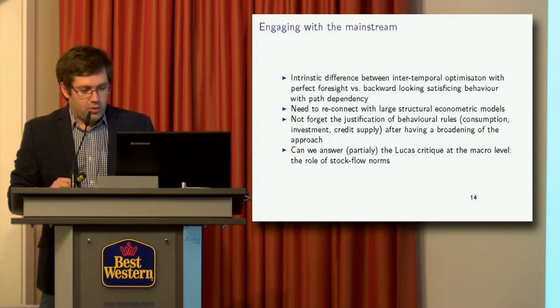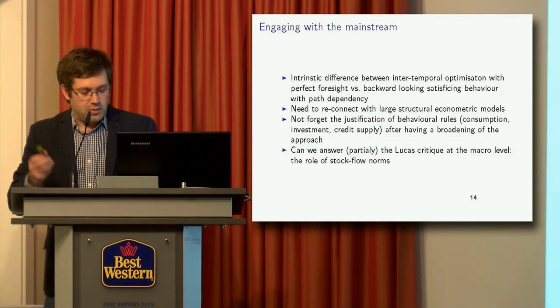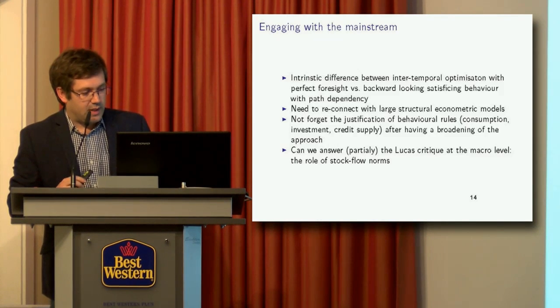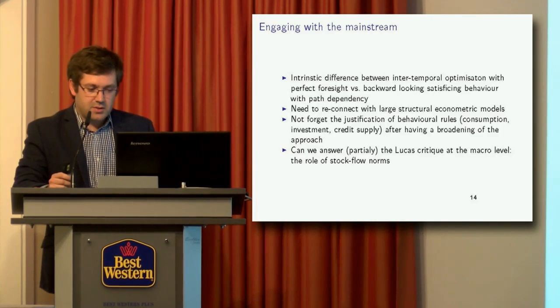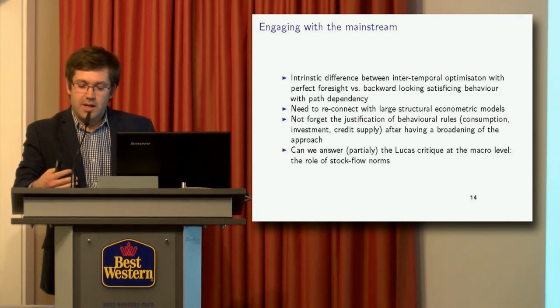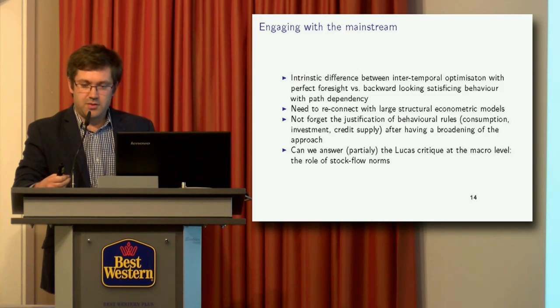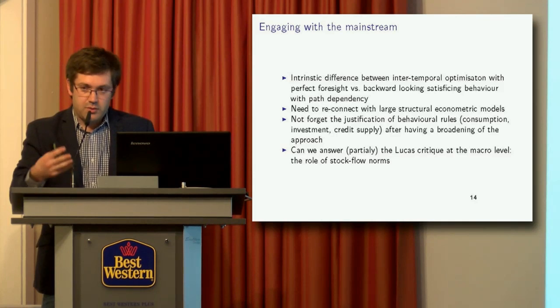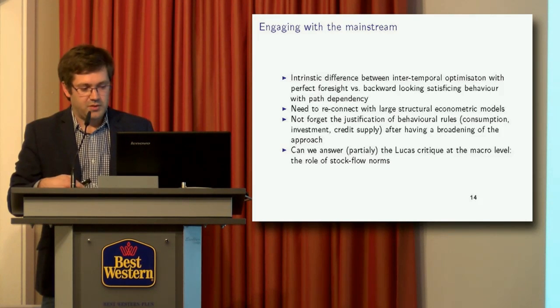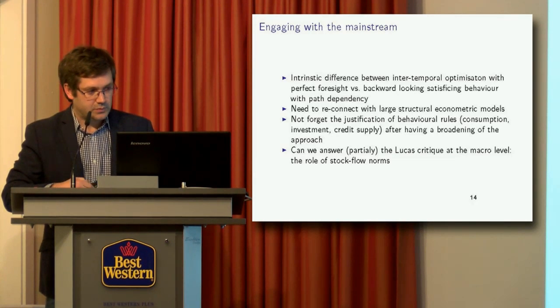We probably need to work more on the justification of behavioral rules. I'll go partly over that. And then finally, I think the Lucas critique can be partially answered by the usage of stock flow norms. If we accept that we're working under fundamental uncertainty, stock flow norms are actually quite nice regularities, which are constant over time, and thus would allow us to respond partially to the Lucas critique if we have to respond to that.